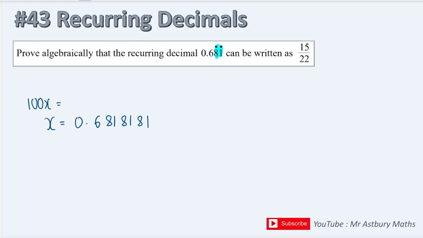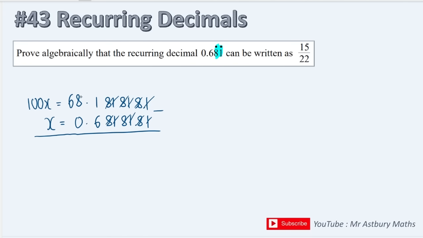And that's going to shift the decimal point two spaces, so I'm going to get 68 to jump to the front, 0.1818181. And we should get those decimals lining up using this method. Okay, cancel, cancel, cancel.